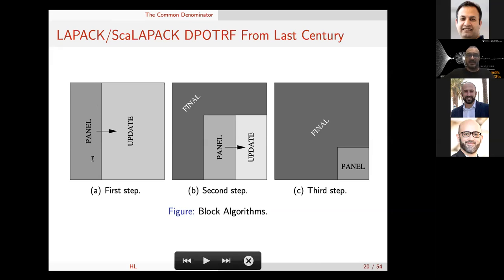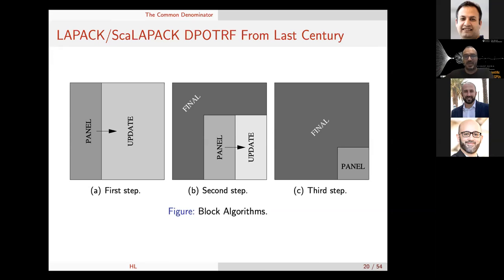Once that panel is done, then you can unleash all your power and do your matrix multiplication. And then you can move to your subsequent steps until your whole matrix is factorized. The problem with this approach is that you have synchronization points in between those phases. You have points where all the threads have to synchronize before moving to the next subsequent operation. And this is of course a no deal. This is of course not possible.